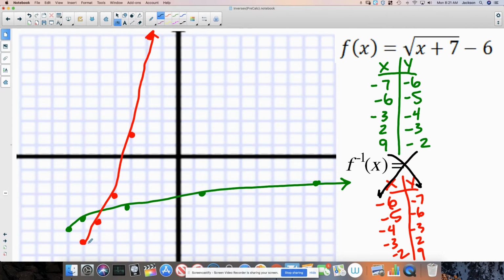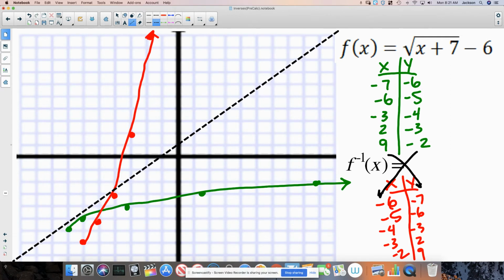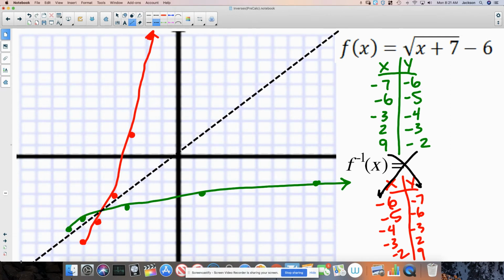Now if you notice the way that these are graphed, there's a very special characteristic, a connection between these graphs, and here it is. If you take the green function and you take all of its points, and you reflect them over this line. Now, this line is what we call the identity line. I'm going to write this out. Identity line. The identity line is the line y equals x, right?